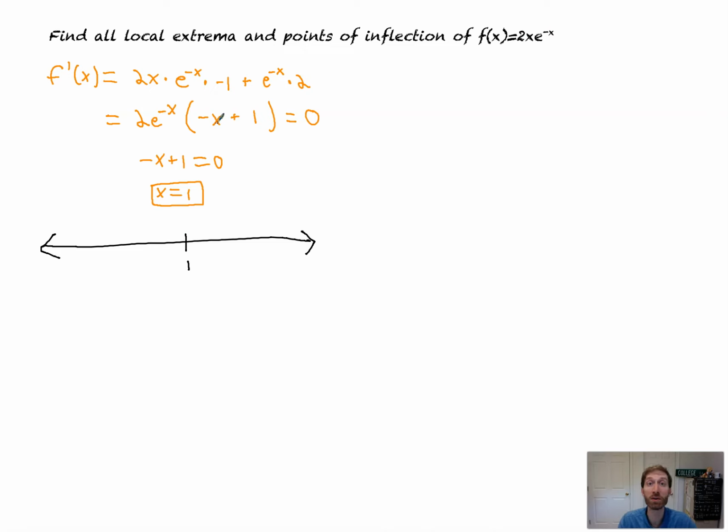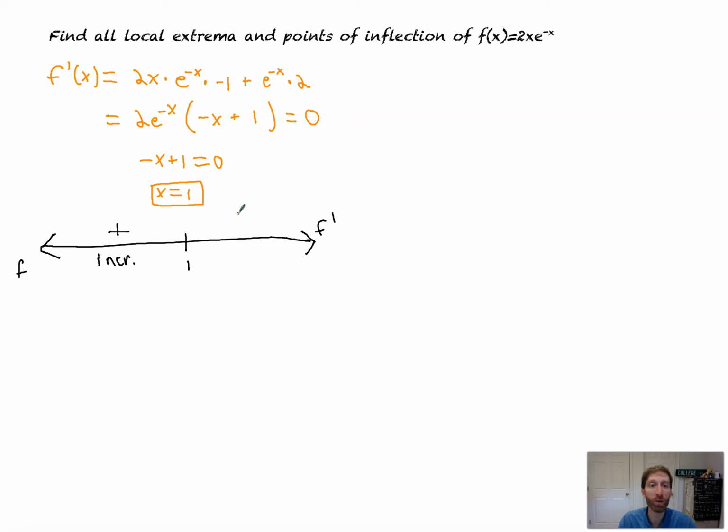Let's pick negative 52,000. Minus 52,000 is negative, plus 1 is still negative, and times a positive is... negative times a positive is negative. So what that means is f prime is positive. So the slopes on f are positive. So we're increasing on that interval.